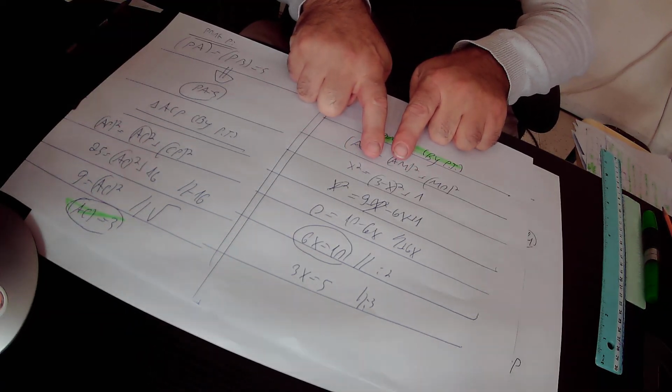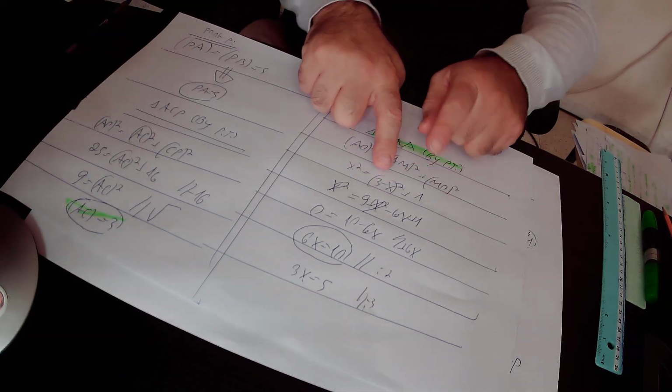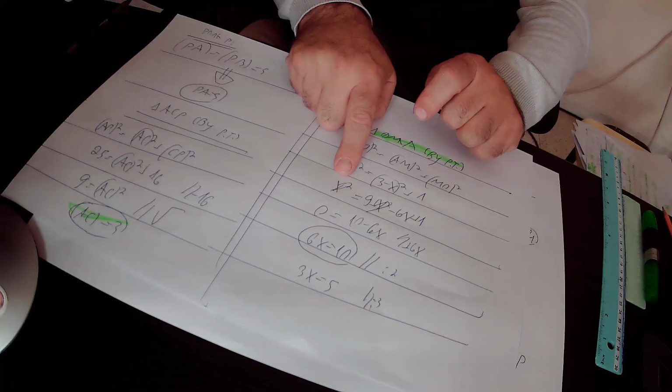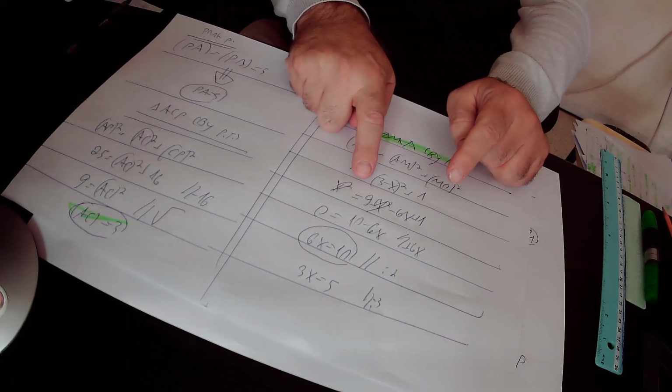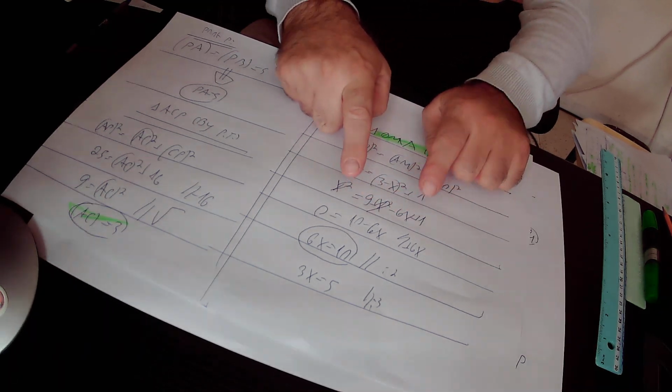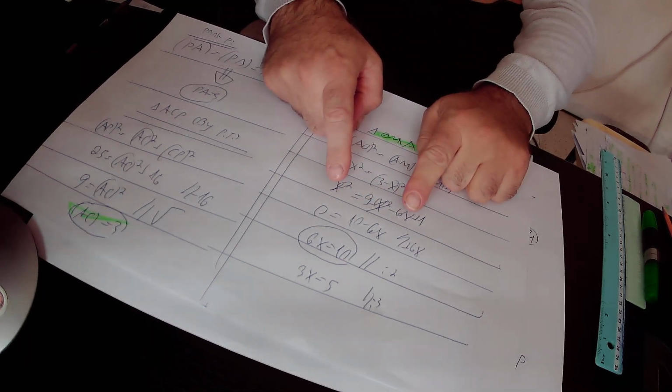(3 minus x) squared equals 3 squared, that is 9, plus x squared, minus 2 times 3 times x, that is minus 6x, plus 1. Here we have x squared on both sides of the equation, so x squared will get cancelled. After cancelling x squared on this side of the equation, we have 0, and on the other side, we have 9 plus 1, that is 10, minus 6x. So in total, 0 equals 10 minus 6x.